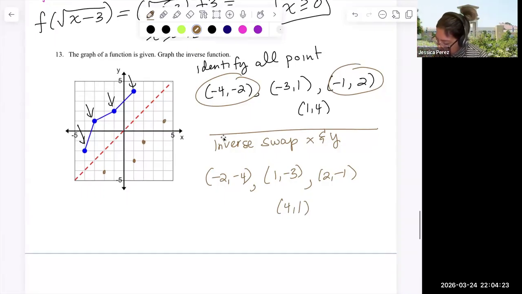So then the graph will look like this. And that is going to be the inverse. And that's the graph of the inverse. And it's separated by the line y = x. So I had to find the swaps.